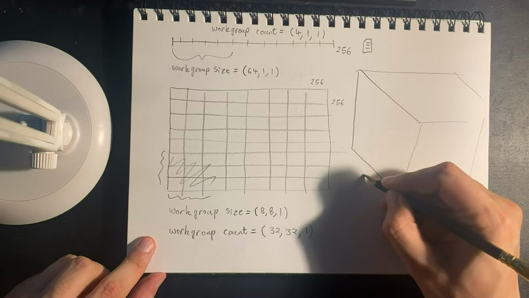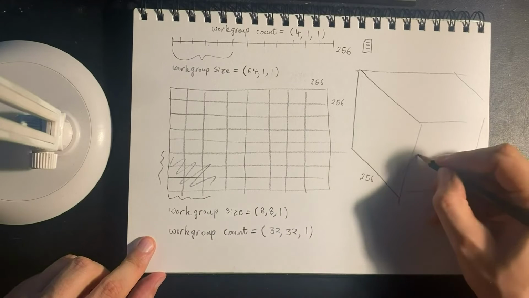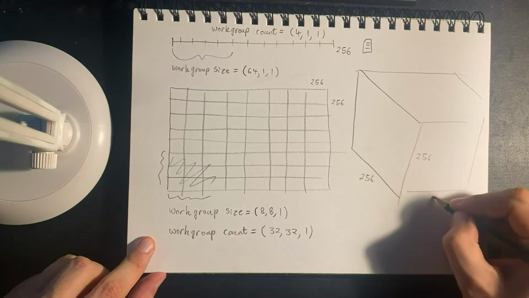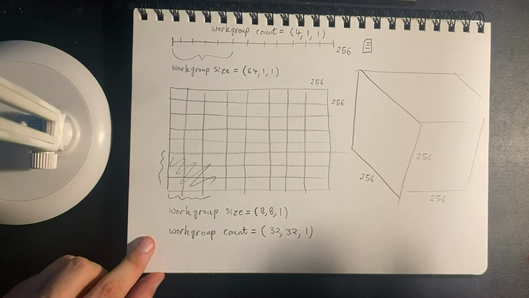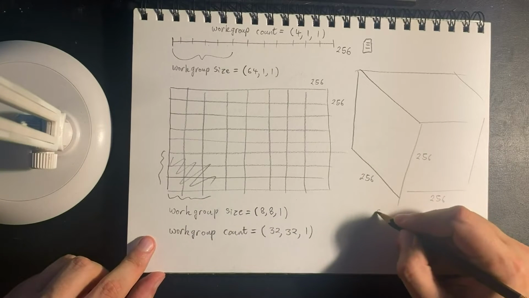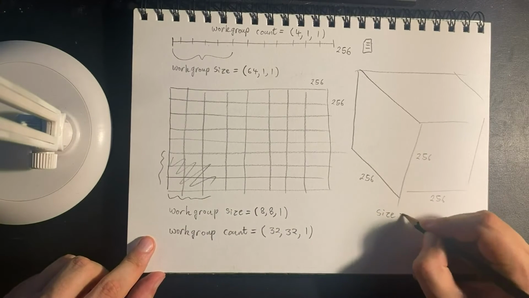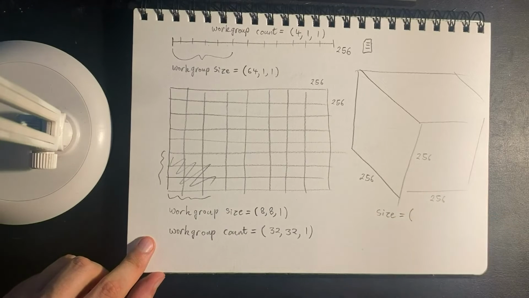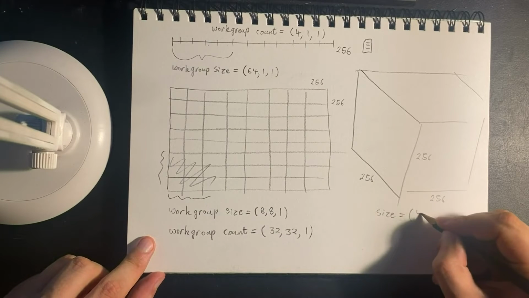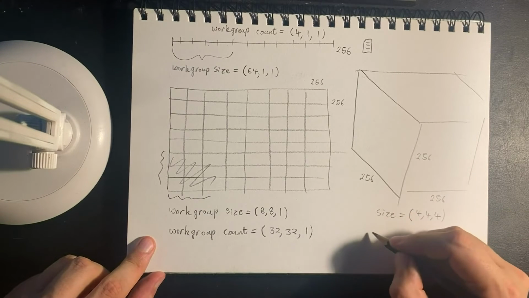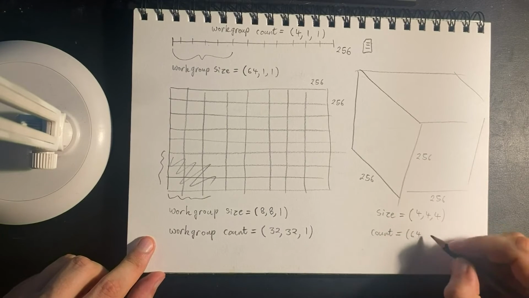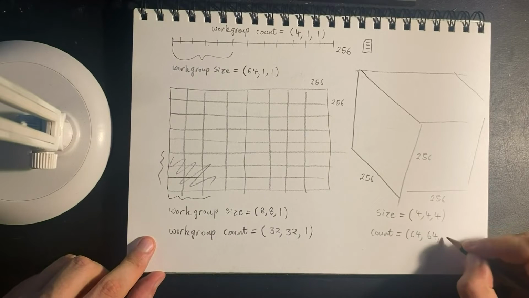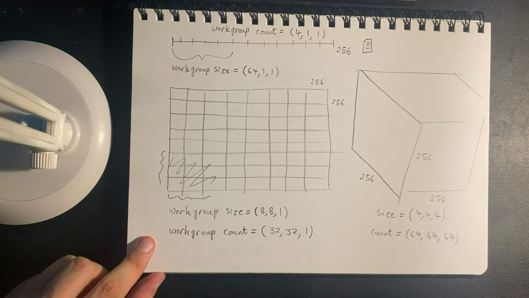So similarly, let's say we have 256, 256, 256. So some 3D problem with a 3D problem domain. Then we'll have a workgroup size of, we go cubed root of 64 is 4. And then a count of, I want to say, 64 workgroups in the X dimension, 64 in the Y dimension, and 64 in the Z dimension.